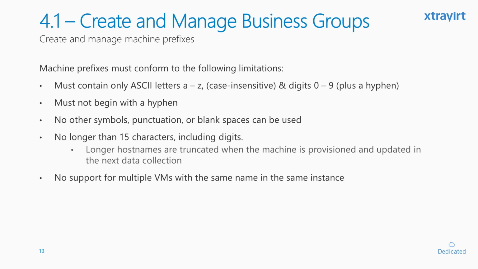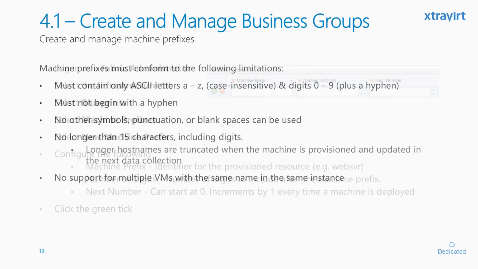The machine prefixes themselves, this is including the whole of the name, so including the next number and the amount of digits you use. That's limited to 15 characters. If you have one that's over 15 characters, it'll actually be truncated when you deploy the machine, and then what will happen is VRA will go and do a data collection, and then it will update the name, the truncated name, in the VRA console and database as a consequence.